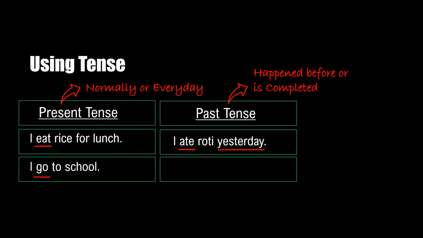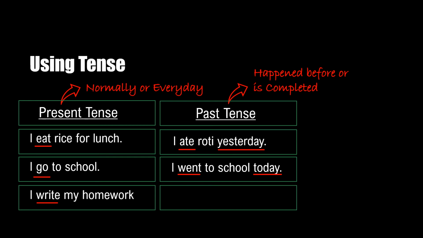I go to school. Again, this is something which happens normally. I go to school every day. The verb go tells us that it is something which is happening normally or every day. I went to school today. So I have already been to the school. This is already in the past. The verb go changes to its past tense went to tell us that the event has already happened. It is in the past.